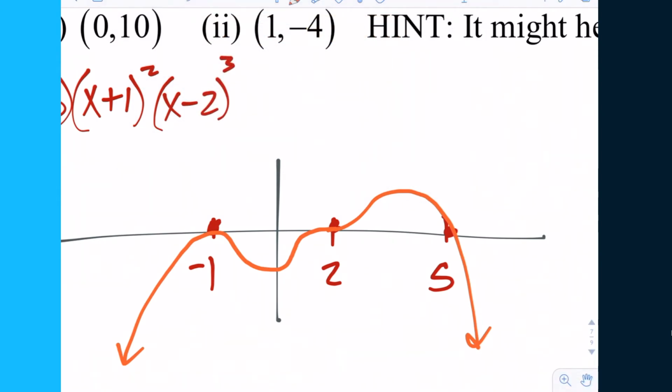Or it could look something like this. It could come in from the top, and it could bounce, wiggle, bounce, wiggle, cross. There we go.